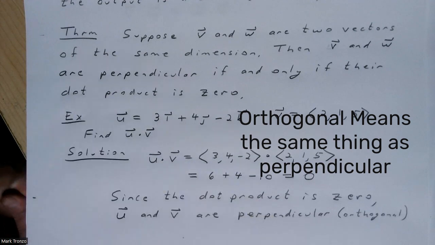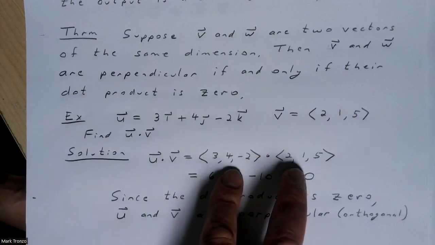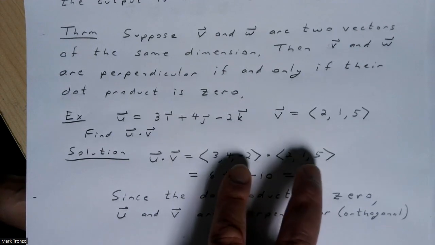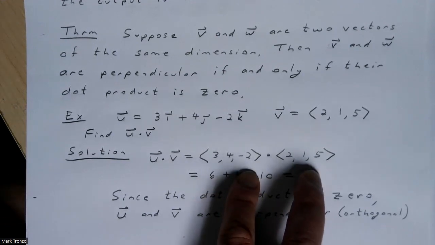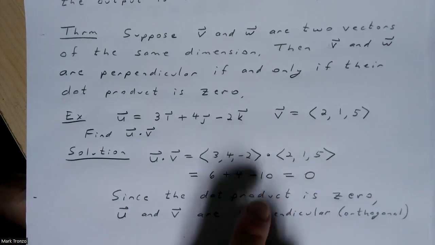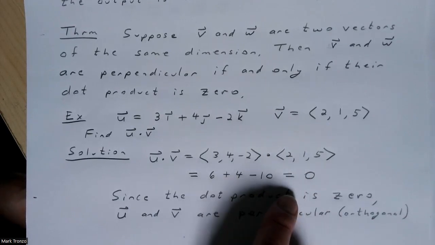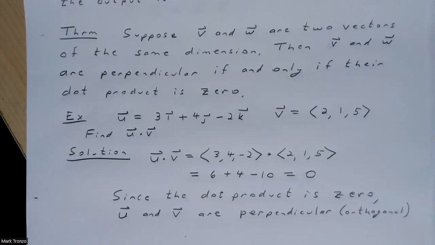Again, that's the way to check to see if two vectors are perpendicular. Take the dot product, and if it's 0, they're perpendicular. If it's not 0, they're not perpendicular. And this will work for any dimension of vectors. Again, the two vectors must be the same dimension: both 2-dimensional, both 3-dimensional, both 4-dimensional. But if you take their dot product and it's 0, the two vectors will be perpendicular.